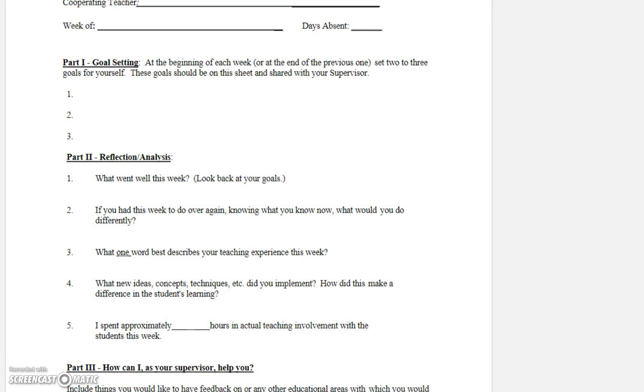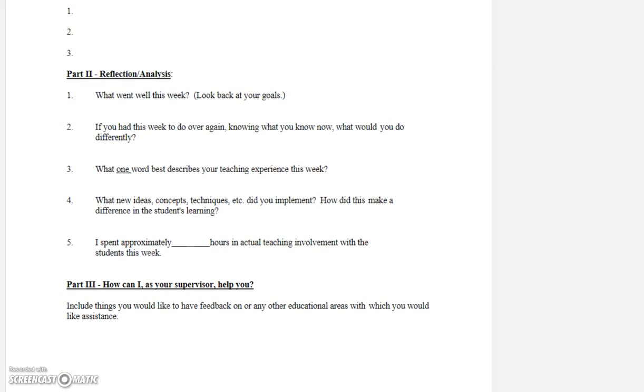The next one: what one word describes your teaching this week? And then, what new ideas, concepts, and techniques did you implement, and how did it make a difference in student learning? Then you're going to give a general approximation: approximately how many hours did I spend in actual teaching involvement with the students this week? Again, this is just a general approximate.